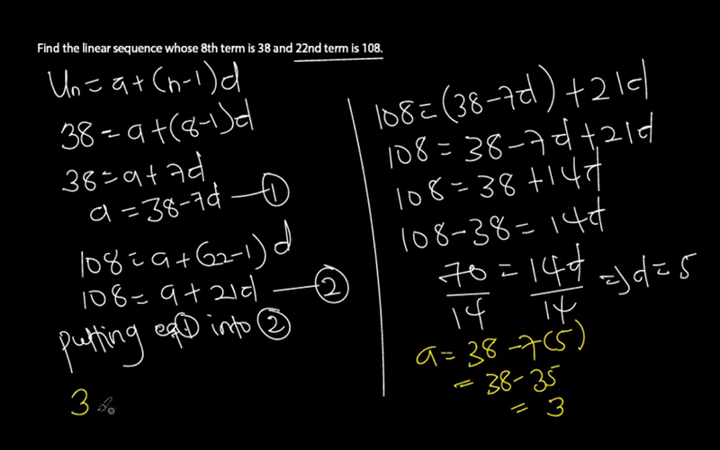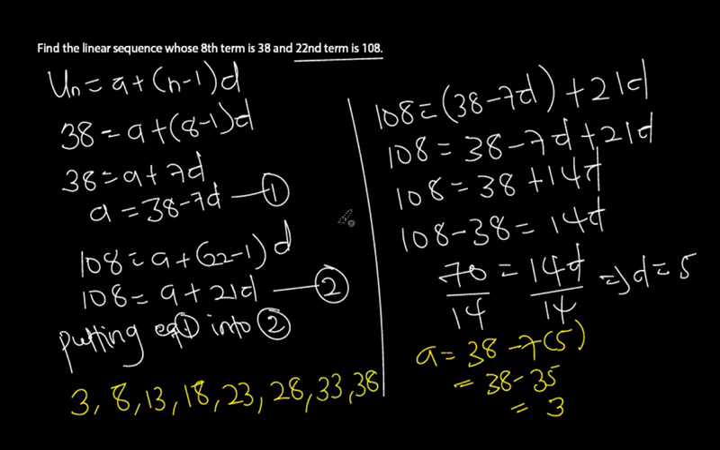So it will be 3, then 3 plus the difference, which is 5, will give us what? 8. Now 8 plus another 5, which is the difference again between all the sequence, will give us what? 13. Now 13 plus another 5 will give us what? 18. Then plus 5 will give us 23. Plus 5 will give us 28. Plus 5 will give us what? 33. Plus another 5 will give us 38.